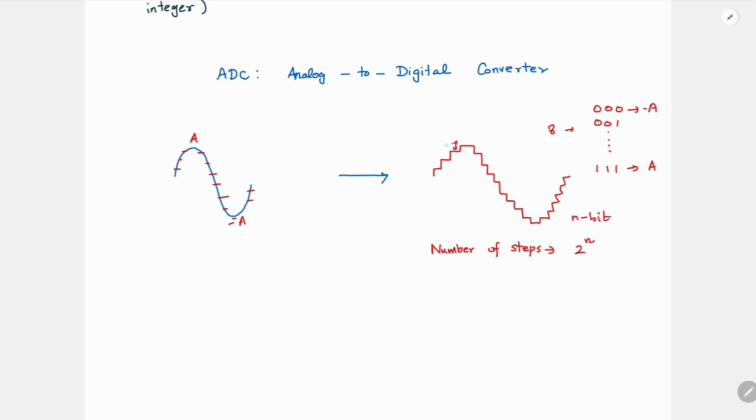So what will be the step size delta here? Delta will be the total divided by the number of steps. So total is a minus of minus a divided by the number of steps, 2 power n. So this is 2a divided by 2 power n, which is nothing but a by 2 power n minus 1. So this is our delta. So this is what is called an ADC.